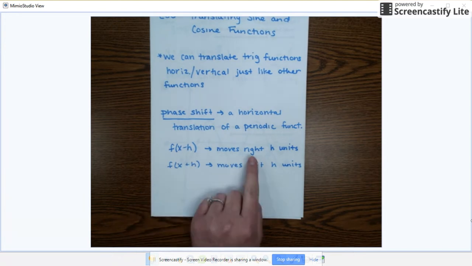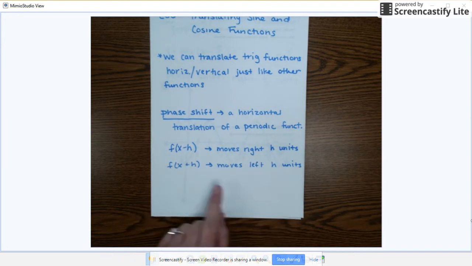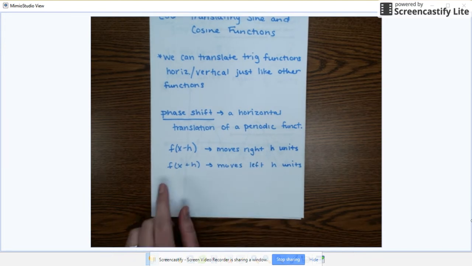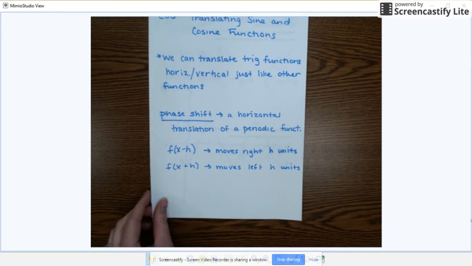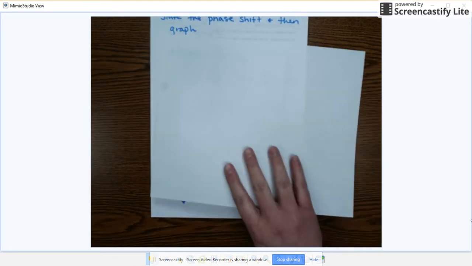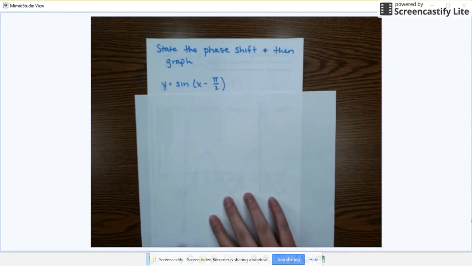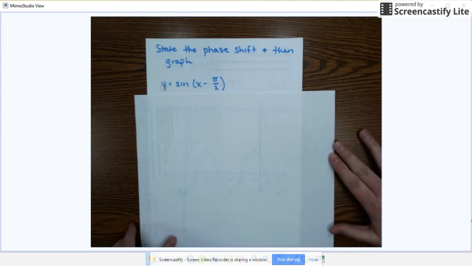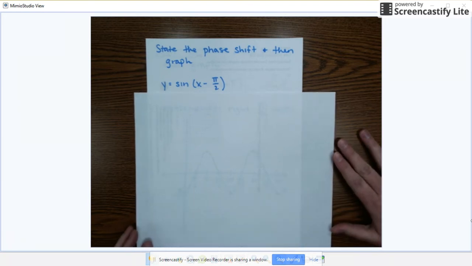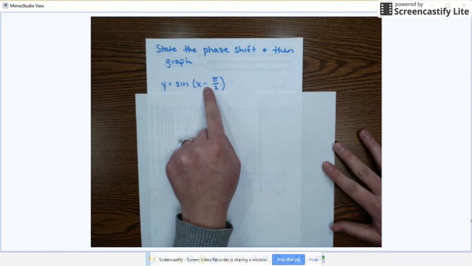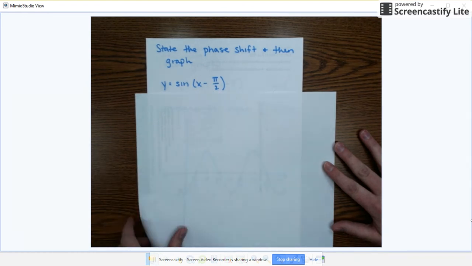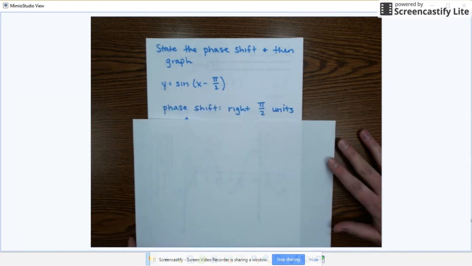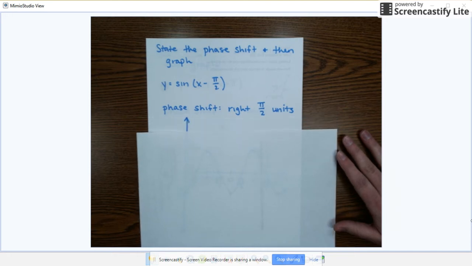If it's a minus h, that means we move right h units, and if it's an f of x plus h, that means we're going to go to the left h units. So here's an example. We're going to state the phase shift and then also graph. So we have sine of x minus pi halves. Minus means we're going to the right, pi over 2 units. So phase shift right, that many units, and now we need to graph.